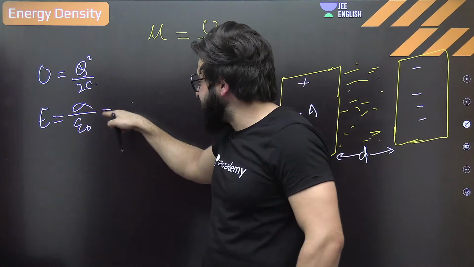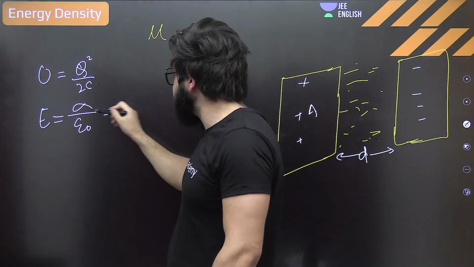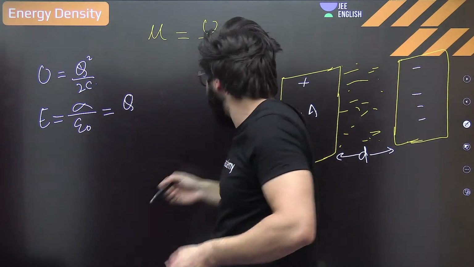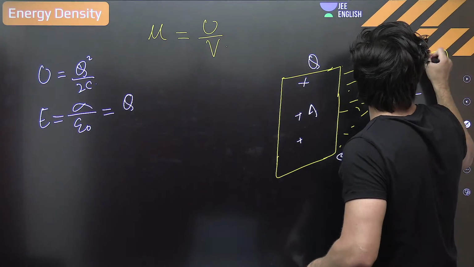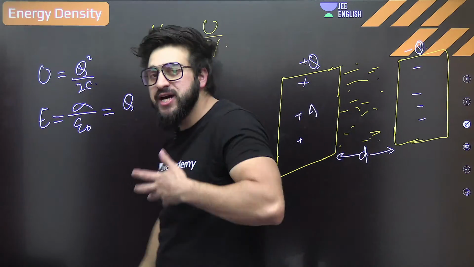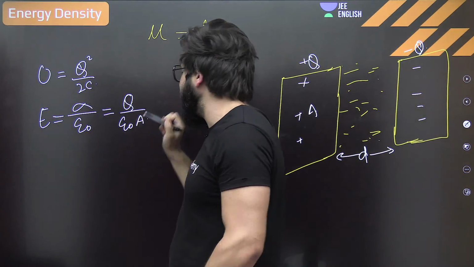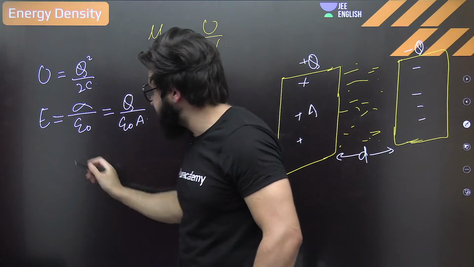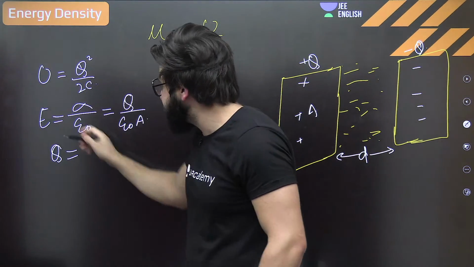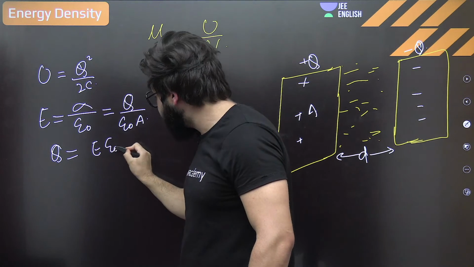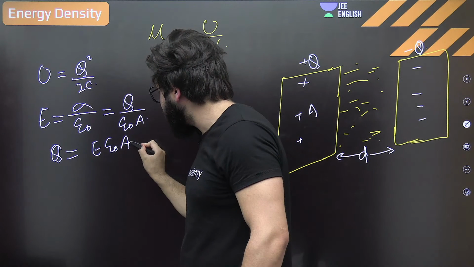So in this case, this is nothing but charge per unit area. If I say Q charge is on this plate and minus Q on the other, then Q upon A over epsilon naught gives E. So from here you can exactly find this Q. Can I just write Q is E multiplied by epsilon naught multiplied by A? 100%.